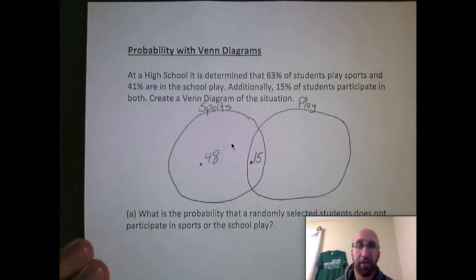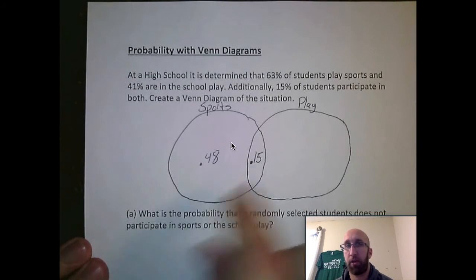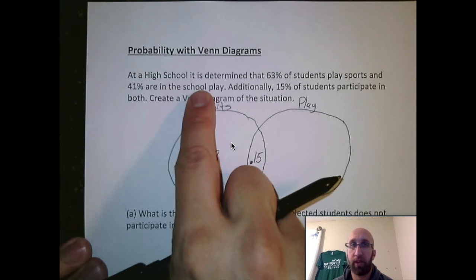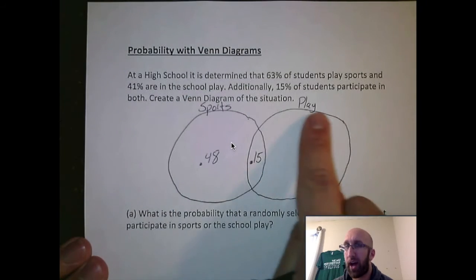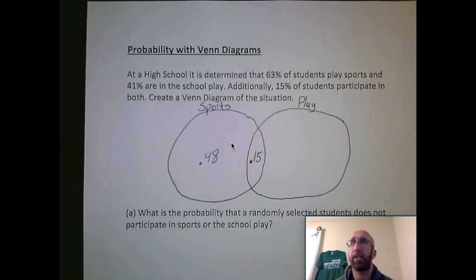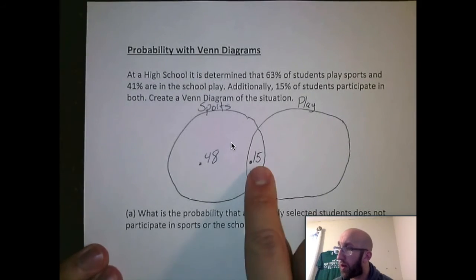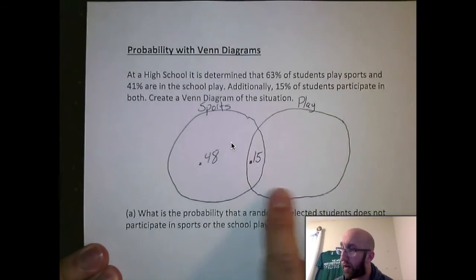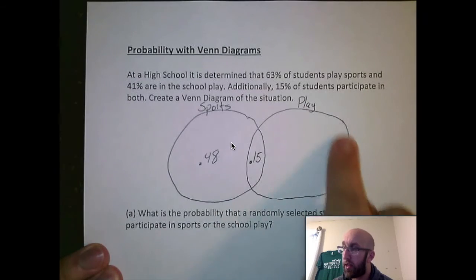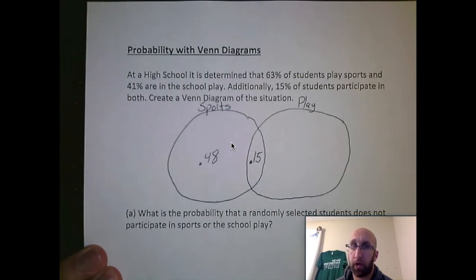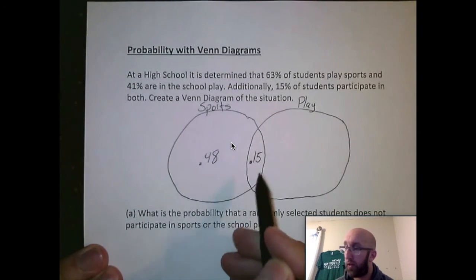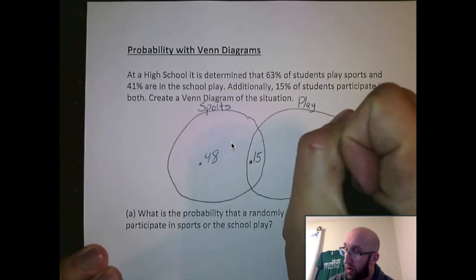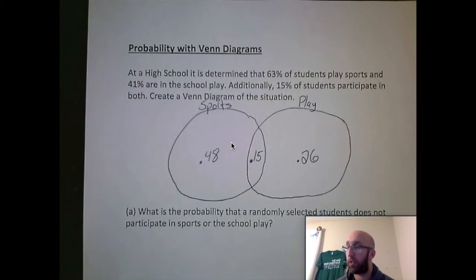We're going to do the same kind of logic on the right side. We know that 41% are in the school play, so this entire play circle should be 0.41. I already have 0.15 there. I just need to figure out what missing piece I need to make this whole circle 0.41. If you take 0.41 and subtract off 0.15, you get 0.26.